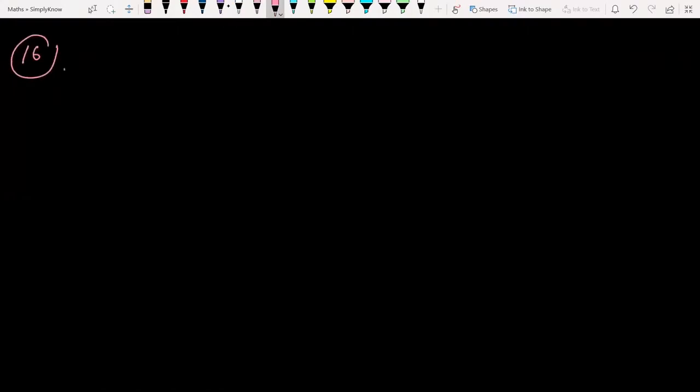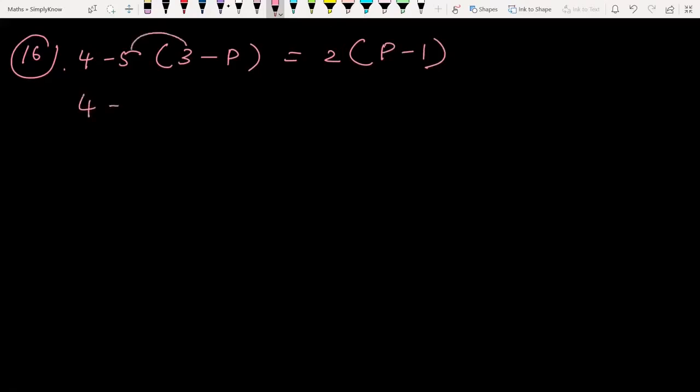16th equation, 4 minus 5 times 3 minus p equals 2 times p minus 1. Okay, first of all, let's remove the brackets. 4 minus 5 times 3 is minus 15. Then minus 5 times minus p is plus 5p equals 2 times p is 2p. 2 times minus 1 is minus 2.